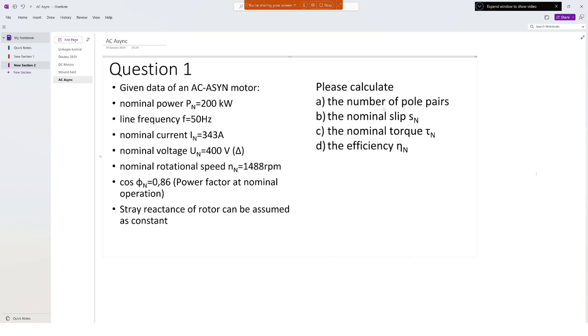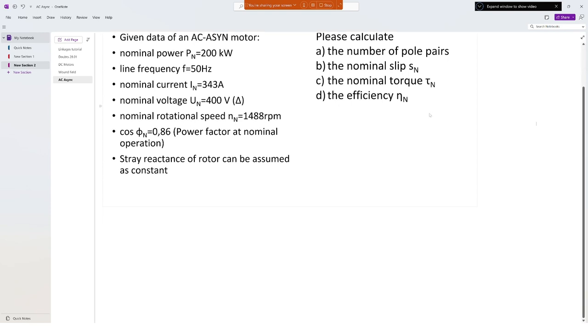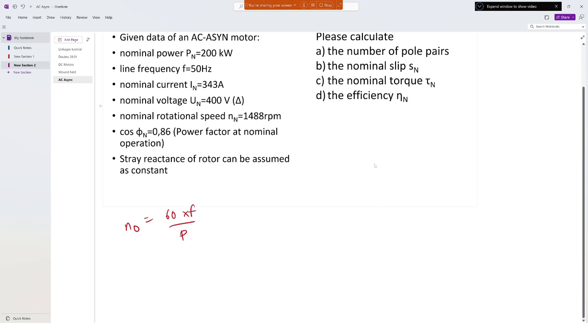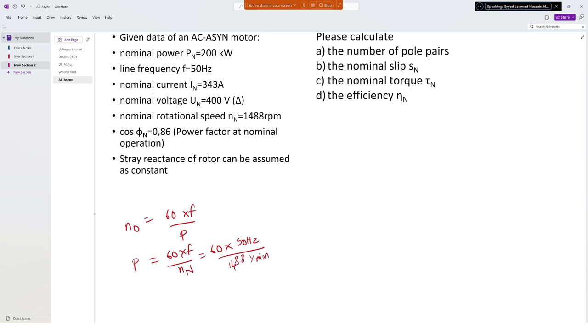So the first step is to calculate the number of pole pairs. What do we know? N naught equals 60 times f divided by P. The thing is, we don't know N naught. So we will take the nominal rotational speed NN. So P equals 60 times f divided by NN, which is 60 times 50 hertz divided by 1488. Why are we taking nominal RPM? Because that's the only RPM we have. We don't have any other RPM.